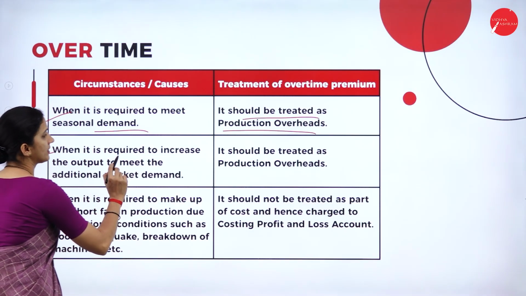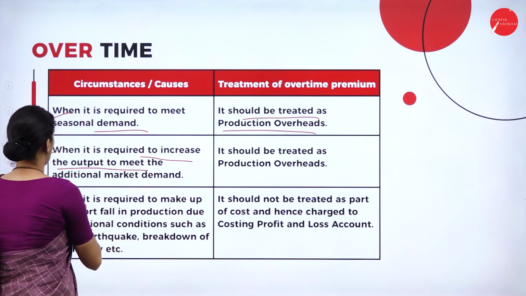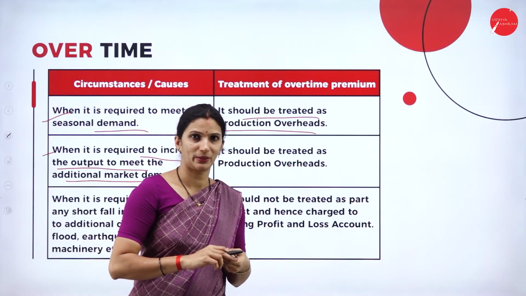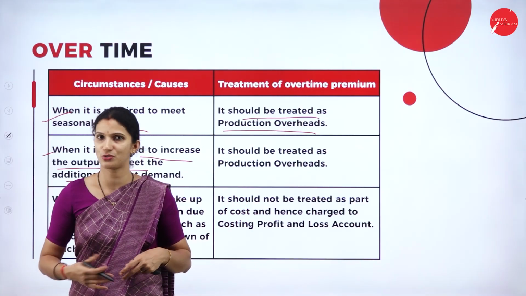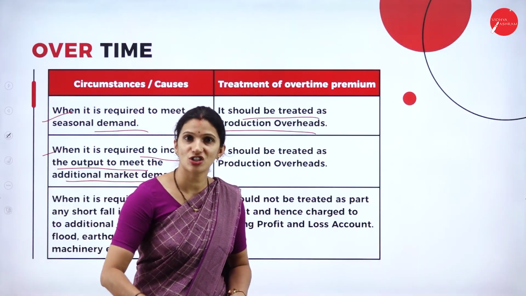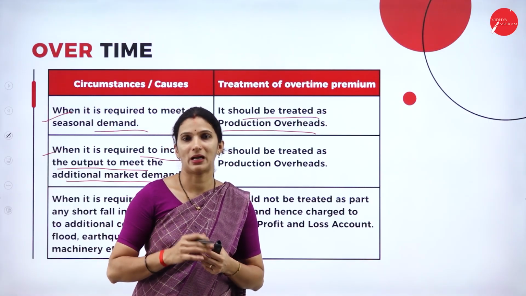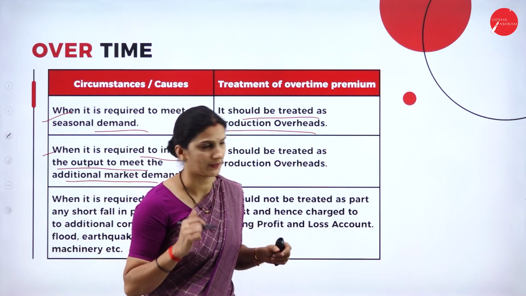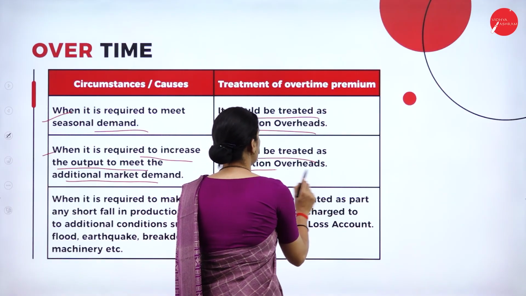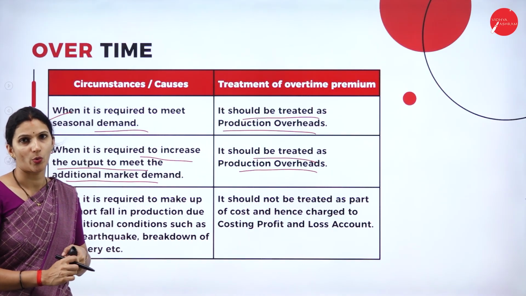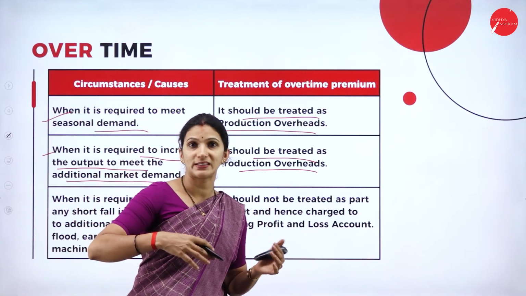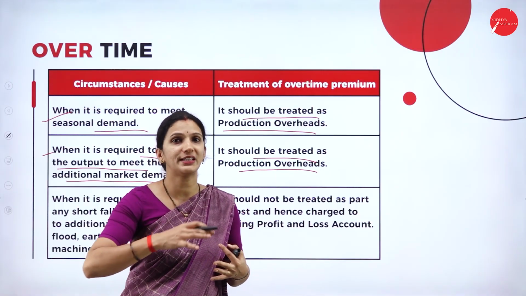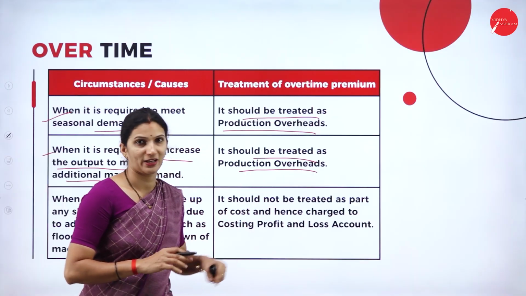And then we have when it is required to increase the output to meet additional market demand. Suppose whatever the regular demand is, that many units they will produce in the factory. Suppose any additional demand comes for the product in the market, then the workers obviously have to work more time. So how will that overtime wage be treated? Again it will be treated as production overhead. See, any overtime that happens because of the production's requirement or demand, all that overtime wage will be treated as production overhead here.